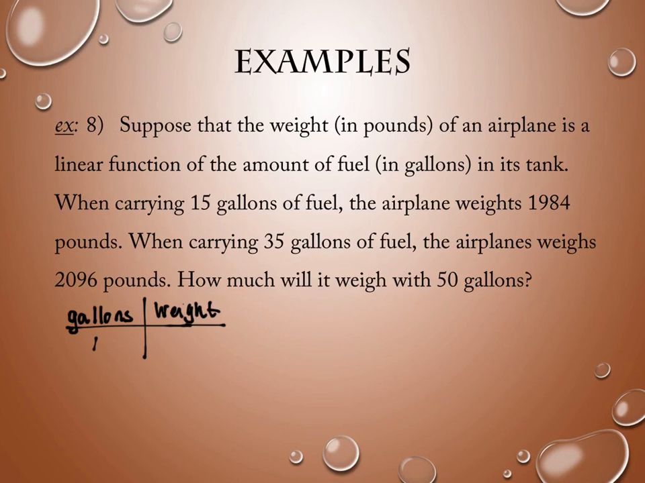All right, so when we have 15 gallons, we have a plane weighing 1984. What are we measuring in? Pounds. So the weight is in pounds on that one. All right, what's another one that we're given? 2,096 pounds. Good. Okay. And then the last thing that we are given is something about a number of gallons being 50, and we're supposed to figure out what this should be, right?